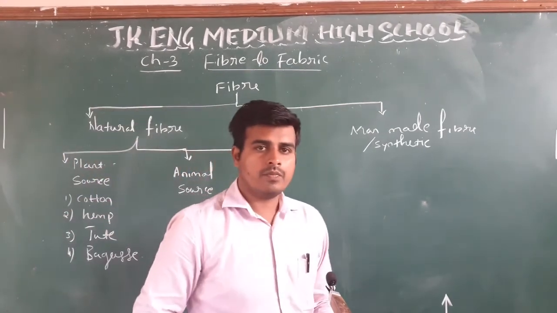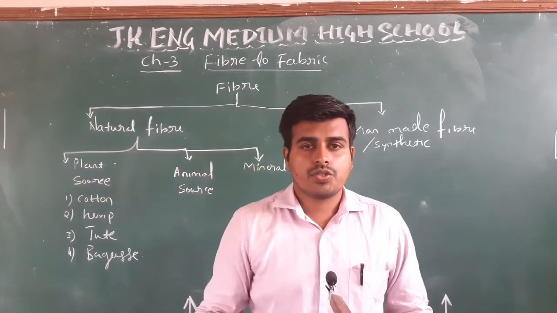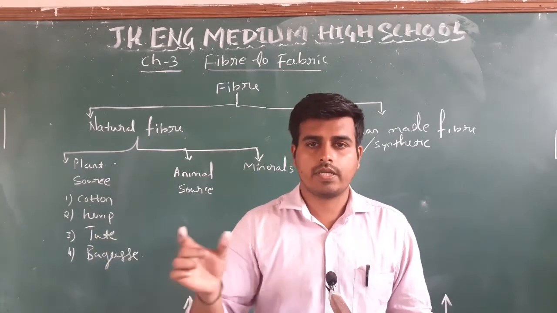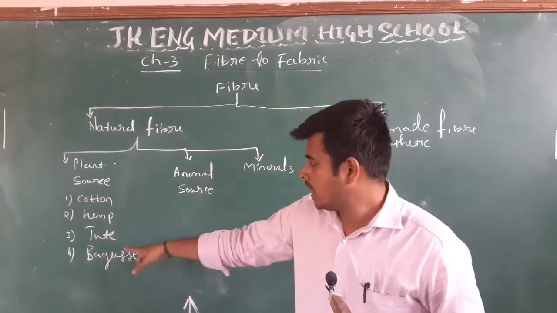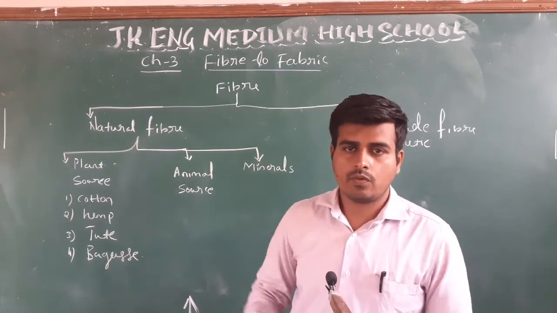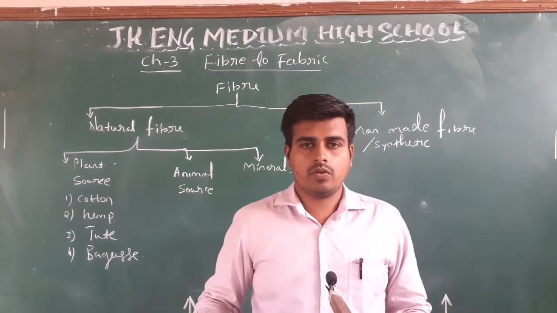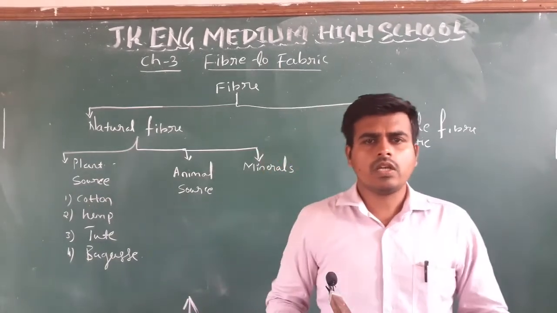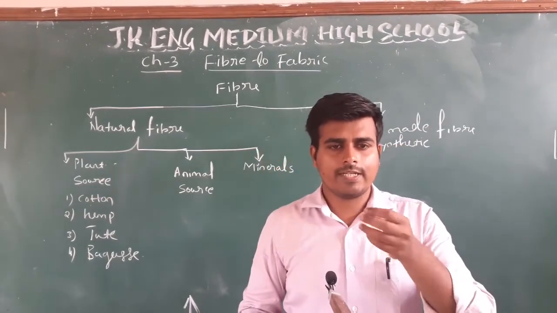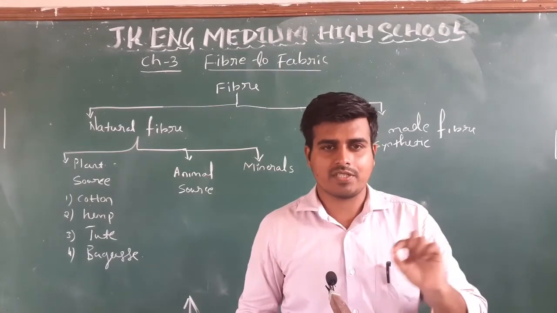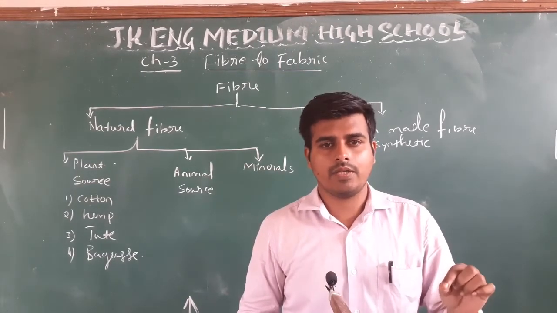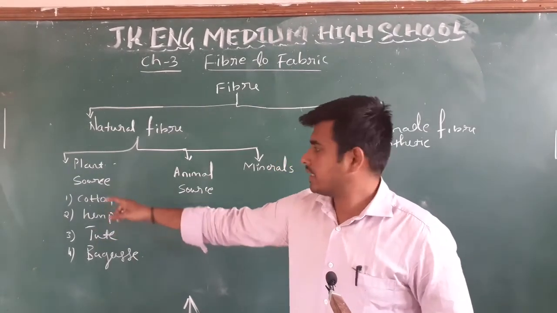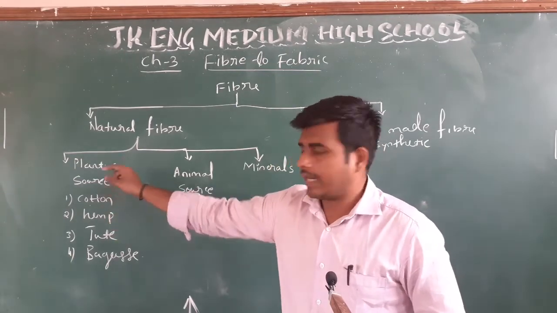Bagasse is a fiber obtained from the sugar cane. After crushing the sugar cane and removing the juice, the remaining waste is known as bagasse. Have you observed that it's full of threads? Even if you eat sugar cane, after removing all juice from it, it's left with small thread-like substances. That is nothing but a fiber only. That is known as bagasse. Jute, hemp, cotton, these are all examples of fibers from plant source.